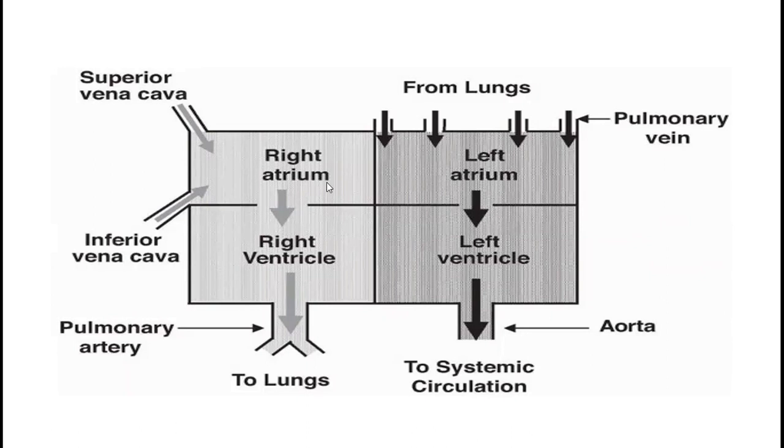It is divided into four chambers. The upper two chambers are known as atria, and the lower two chambers are known as ventricles.